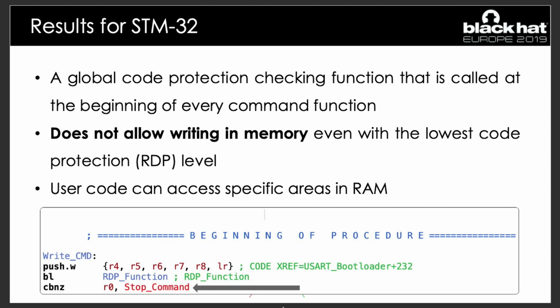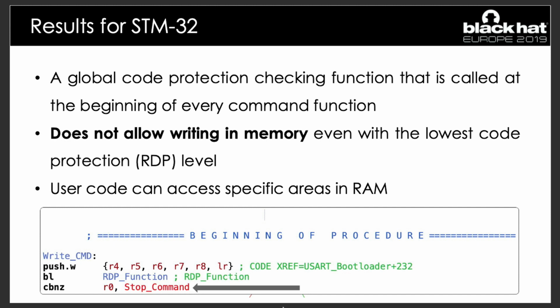The first thing that it does after the push instruction, it calls the function that checks if the protection is enabled. STMicroelectronics calls it RDP, readout protection. As we said, different naming conventions. And then it decides to stop the command or allow it. Also, it doesn't allow any writing into memory or RAM, even with the lowest protection level. We will see how this is beneficial in the upcoming slides. Also, the user code is only allowed to access specific areas in the memory. So that's all for the STM32.